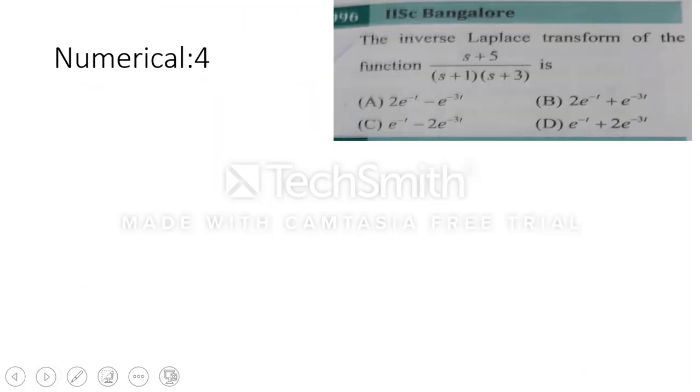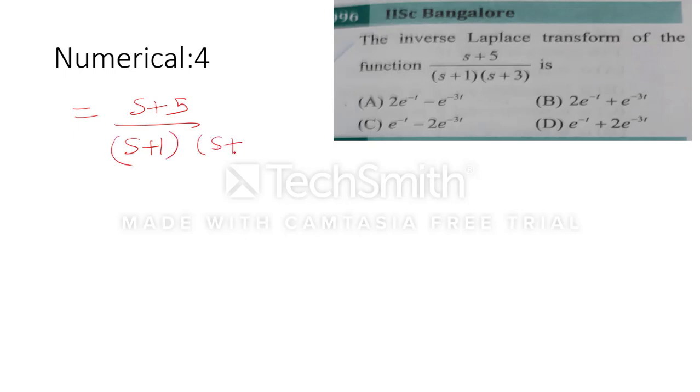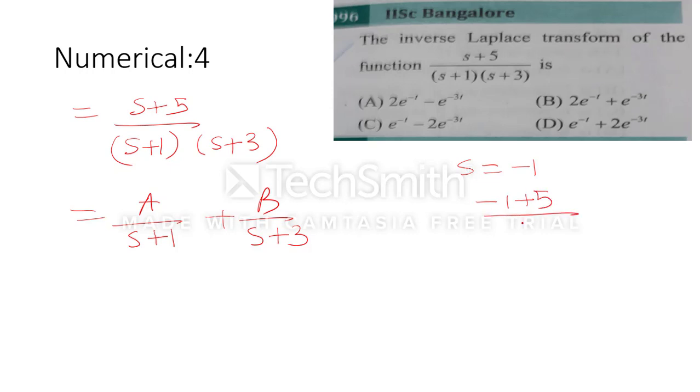Now next is the inverse Laplace transform. It is very simple, we just have to find the inverse Laplace of (s plus 5) upon (s plus 1) and (s plus 3). So the partial fraction is A upon (s plus 1) plus B upon (s plus 3). When we place s equal to minus 1, it becomes minus 1 plus 5 upon minus 1 plus 3. So it will become 4 over 2. So 2 twos are 4, so 2 upon (s plus 1).